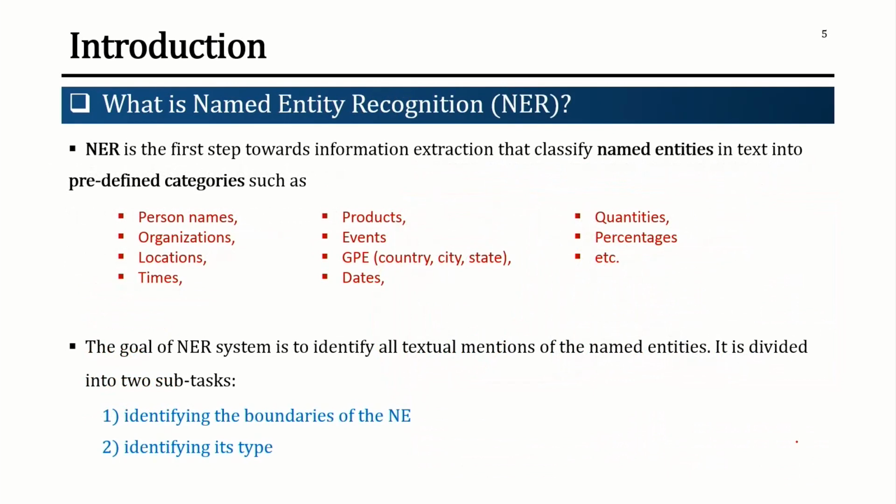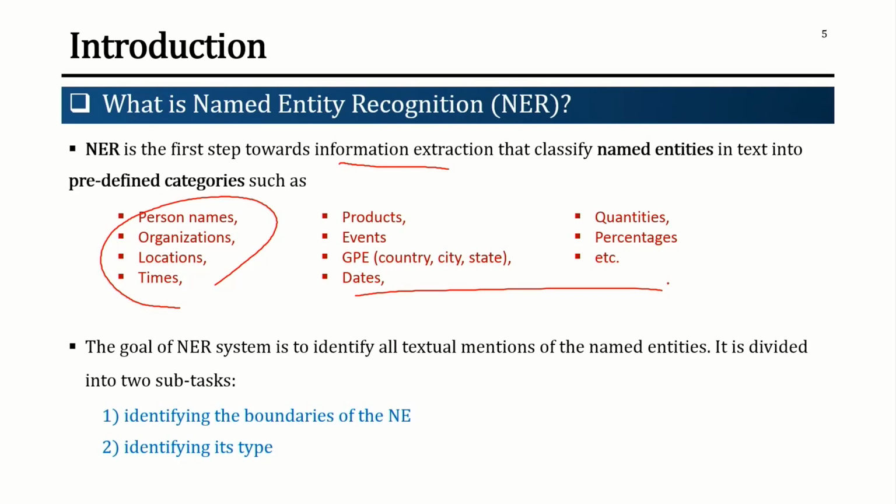After we know what an NE is, next we will try to understand what NER is. NER is the first step towards information extraction that classifies named entities, or NE in short, in text into predefined categories such as person names, organizations, location types, and some other types of NE. So NER is used in information extraction. Given a text, we should be able to extract some information.